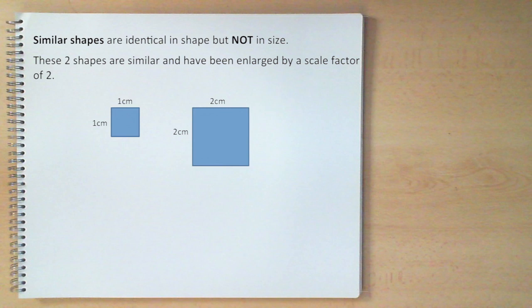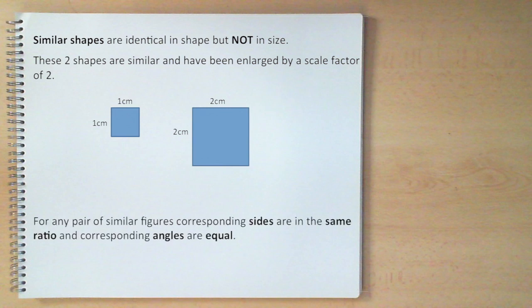So for any pair of similar figures, the corresponding sides are the same ratio. So in this case, as it's a square, both of the sides have been enlarged by a scale factor of 2, and so they both go from 1 centimeter to 2 centimeters, and the corresponding angles are equal. So the angles were 90 degrees, they are 90 degrees in the corresponding figure, in the similar figure.